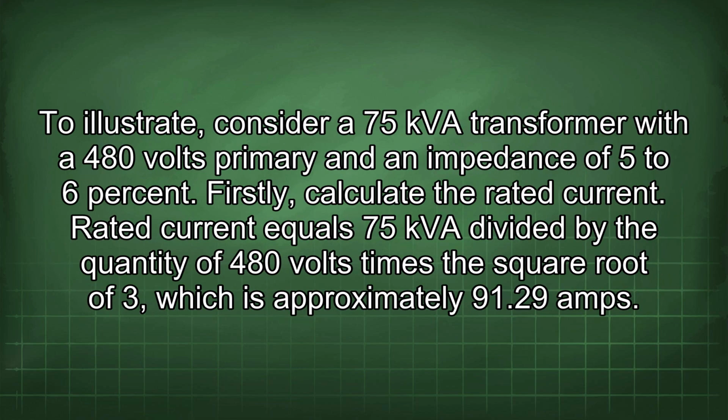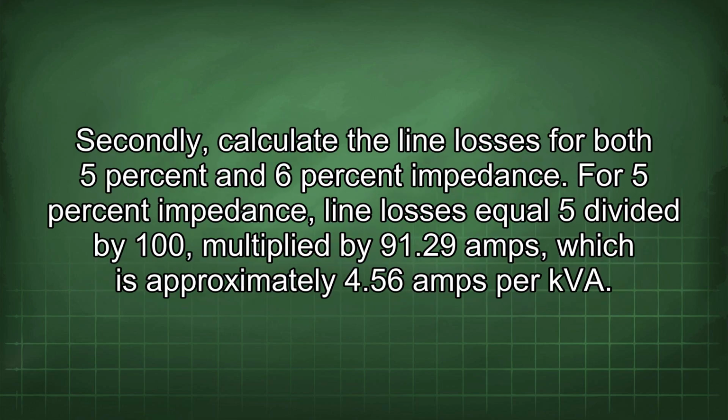To illustrate, consider a 75 kVA transformer with a 480 volts primary and an impedance of 5 to 6%. Firstly, calculate the rated current. Rated current equals 75 kVA divided by the quantity of 480 volts times the square root of 3, which is approximately 91.29 amps. Secondly, calculate the line losses for both 5% and 6% impedance.